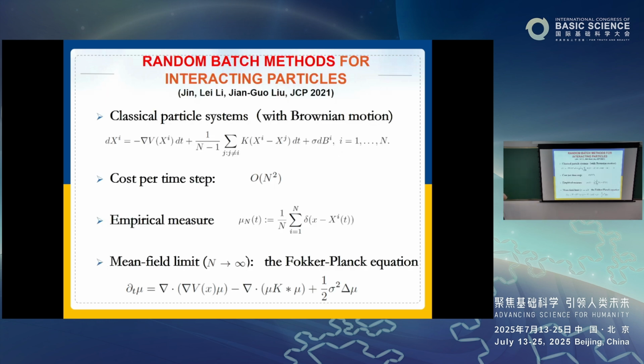Okay, next I will talk about how we solve particle systems. This is a method I introduced with Lei Li and Jianguo Liu, who is at Duke. Here it's essentially Newton's equation. We assume a particle system. This x is the position of the particles. This is an external potential, and here you have interactions between particles. And you may have some noise from the Brownian motion term.